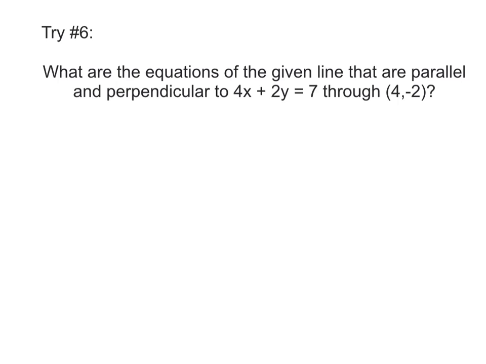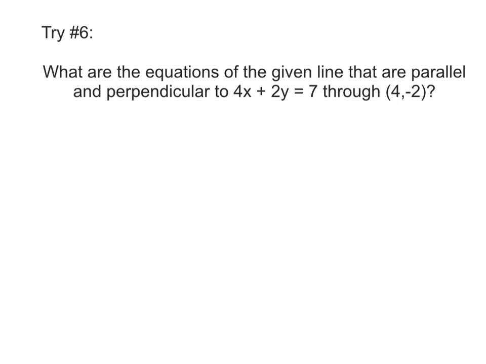In try 6, we're asked again to find parallel and perpendicular lines to 4x plus 2y equals 7. Now, what's not so great about this originally is that we cannot look at this equation and know what our slope is because it is in standard form. If you remember, standard is ax plus by equals c. So we need to change it out of standard form and write it in slope-intercept form.